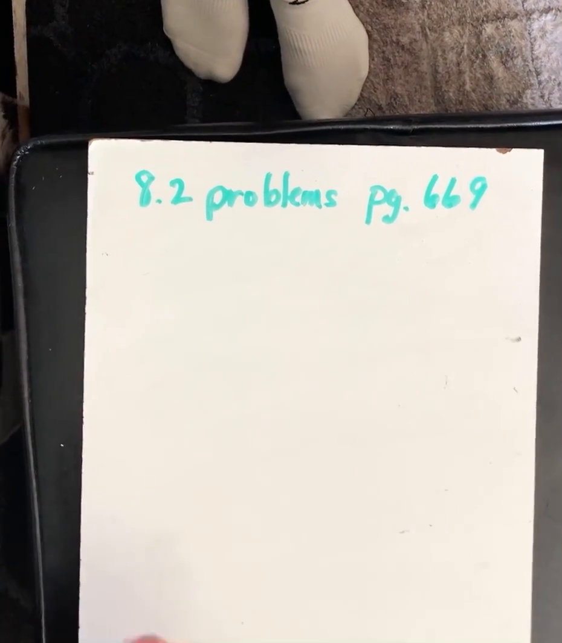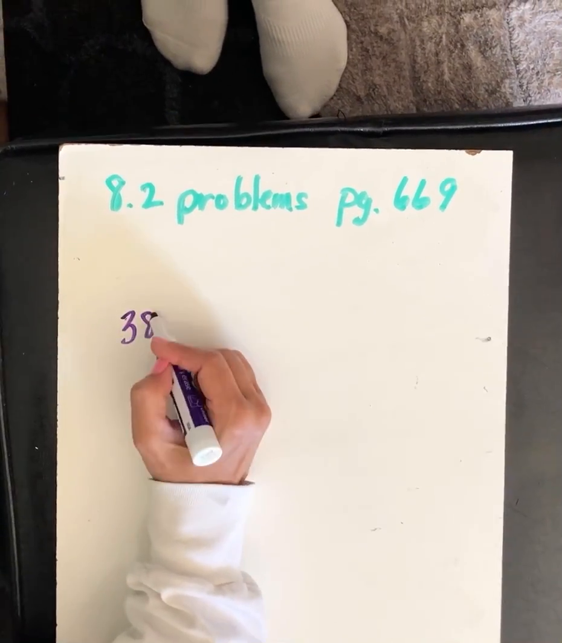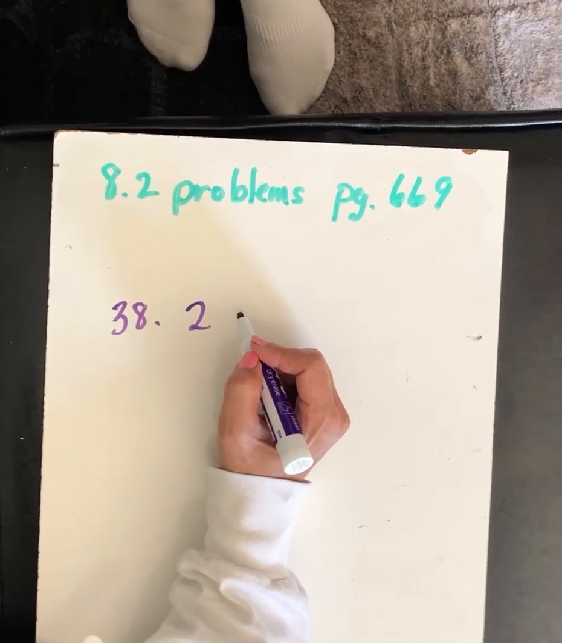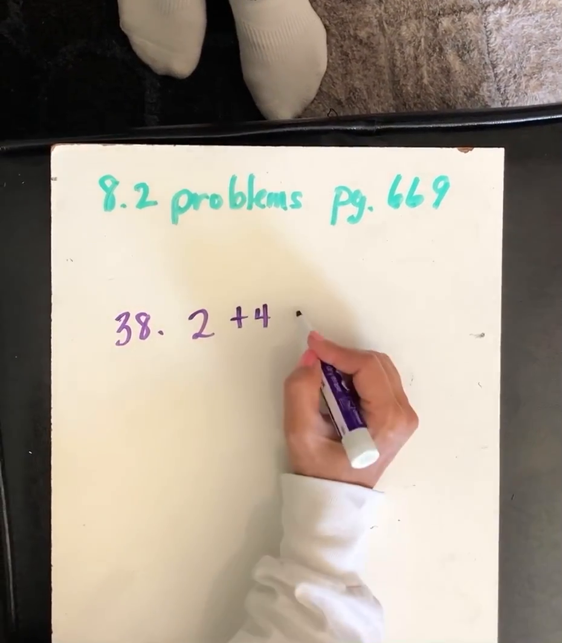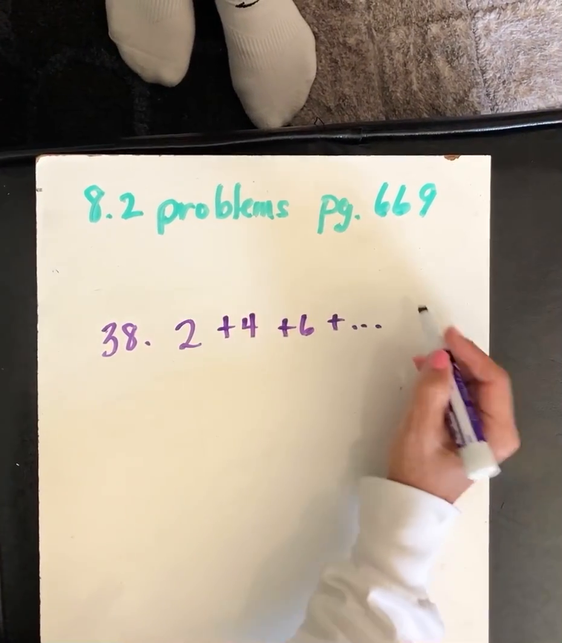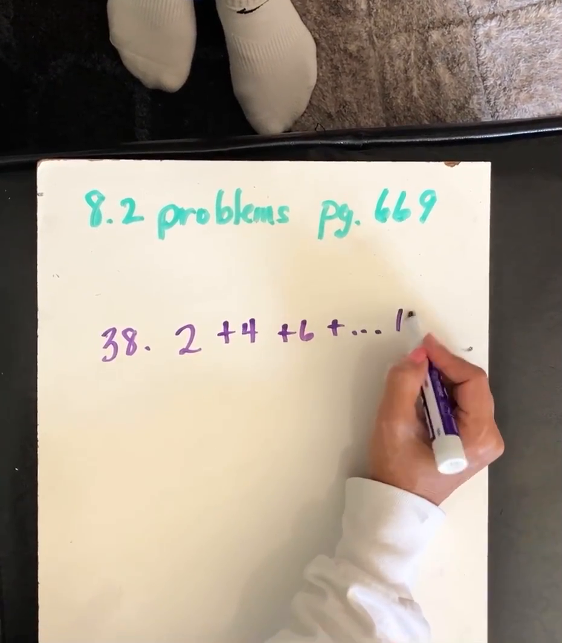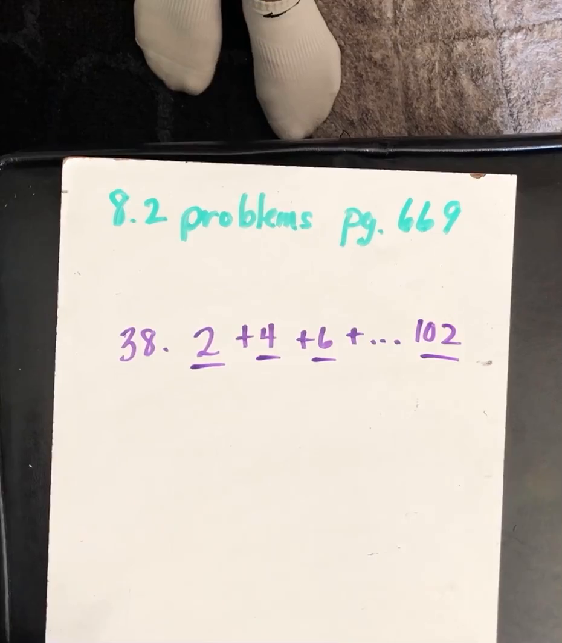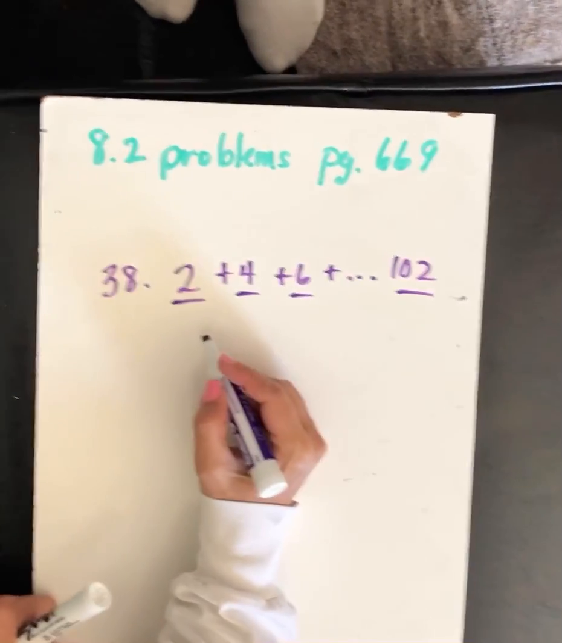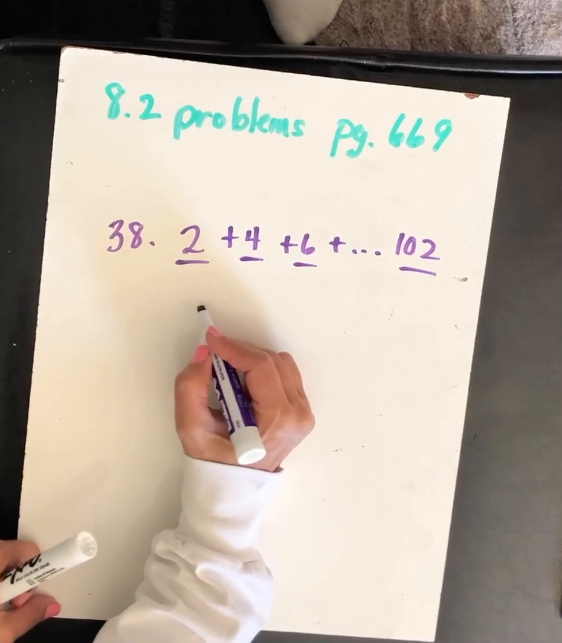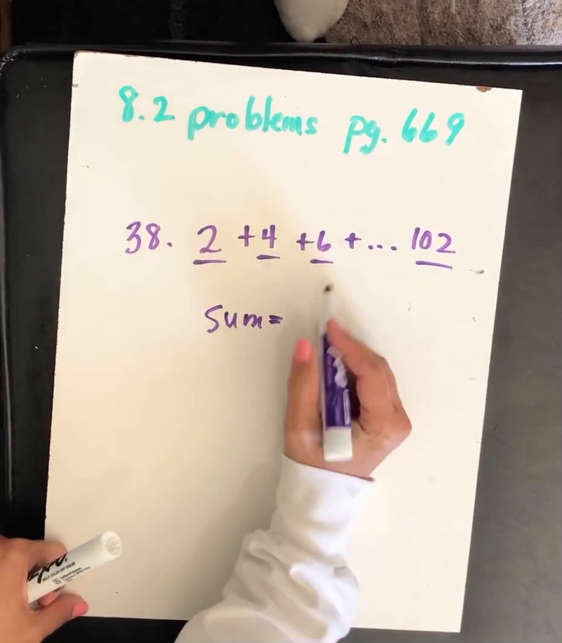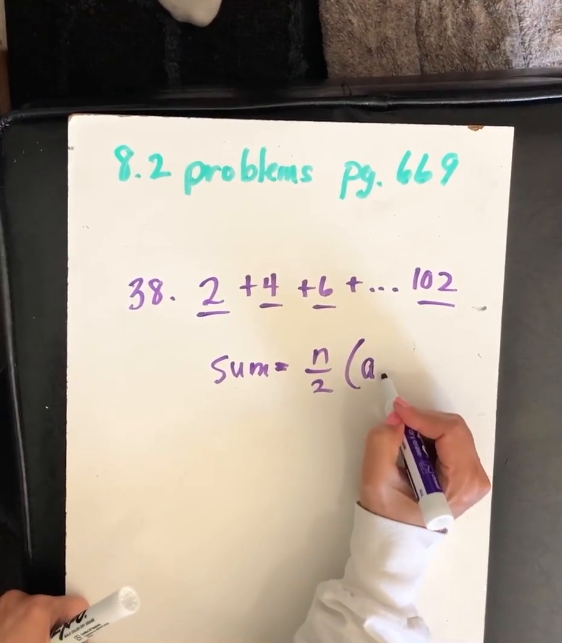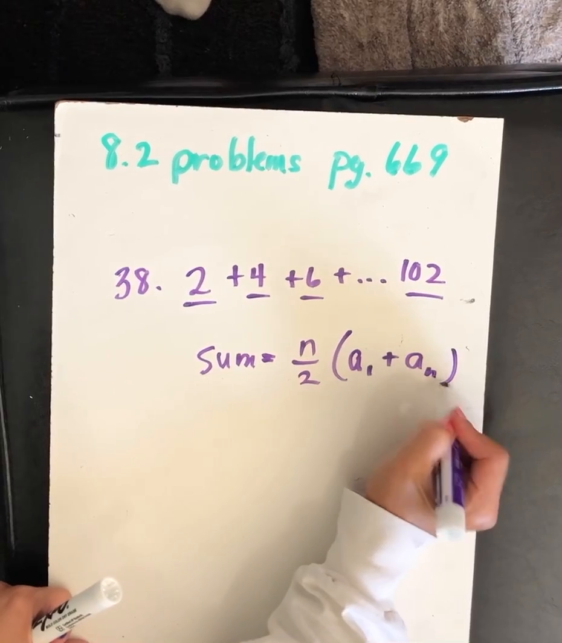Now I'm going to look at number 38. So 38 asks us to find the sum of the sequence. We have 2 plus 4 plus 6 plus numbers in between, and then the last term is 102. So these would be the terms that we know. So on this one, we're going to use the summation. So to find the sum, you can take n and divide by 2, and then you multiply that by a subscript 1 plus a subscript n.